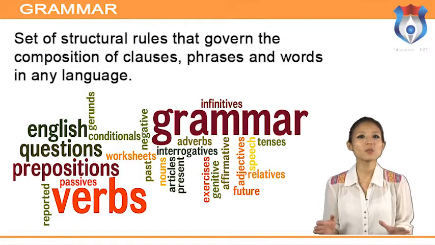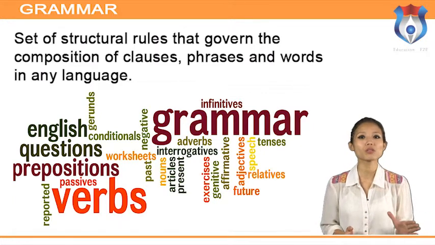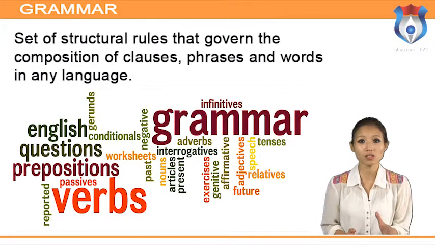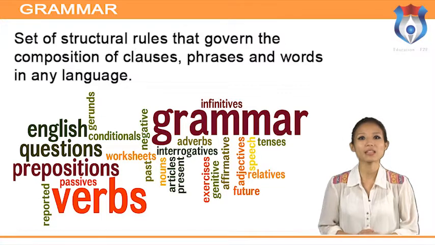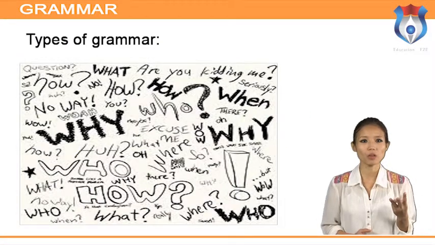Introduction. Let us begin with what grammar is. Grammar is a set of structural rules that govern the composition of clauses, phrases and words in any language. Types of grammar. There are three types of grammar.